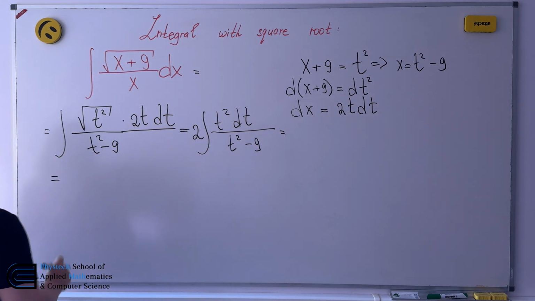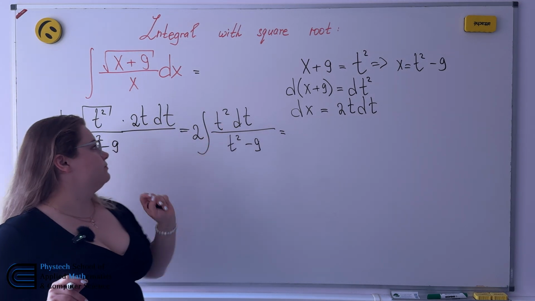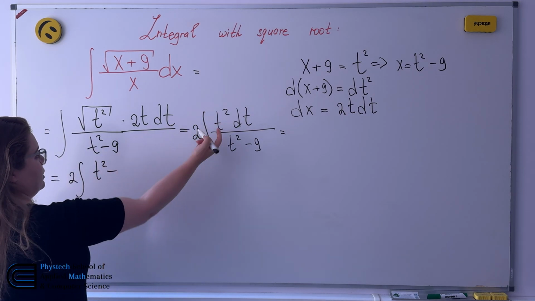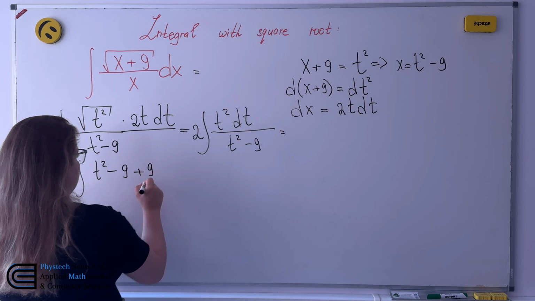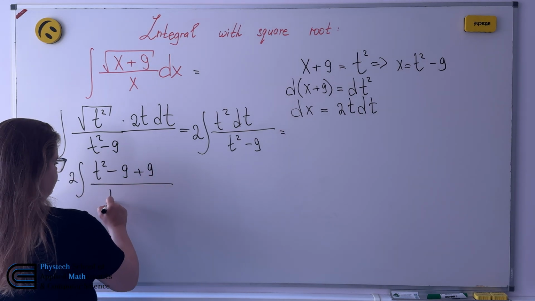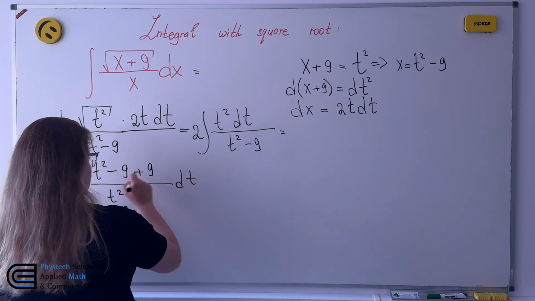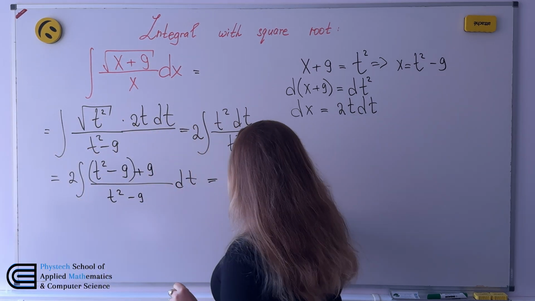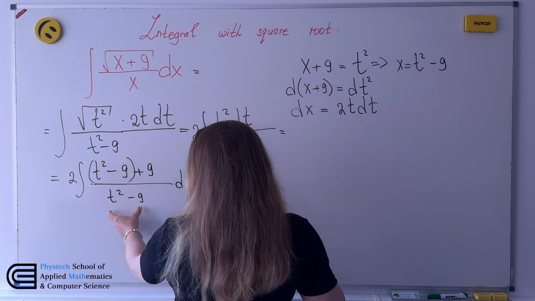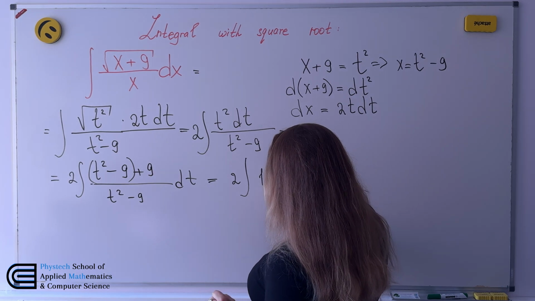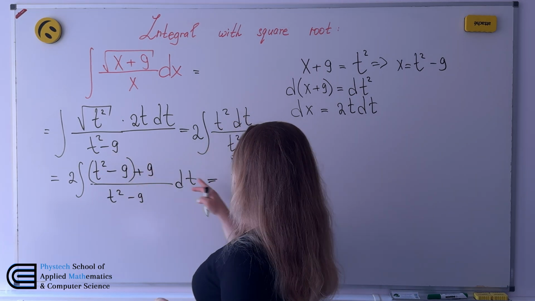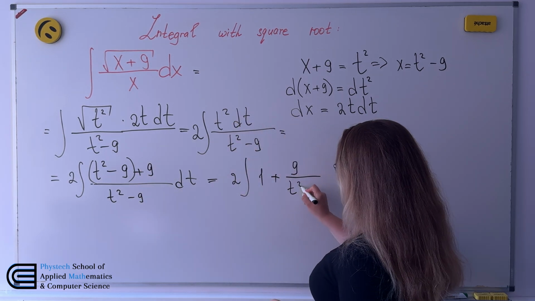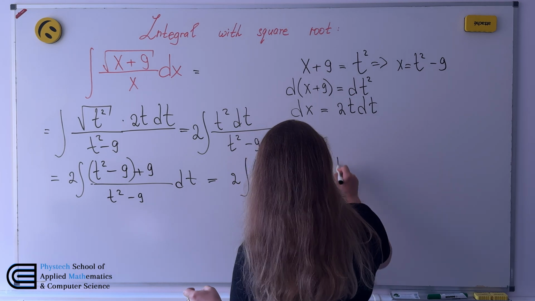So now we should subtract, first of all, 9 in our numerator, and then, of course, we need to add it. And it gives us this situation. We can divide this part and this part and obtain 1. Yes, this line divided by this line gives us 1 plus 9 divided by t squared minus 9 dt.